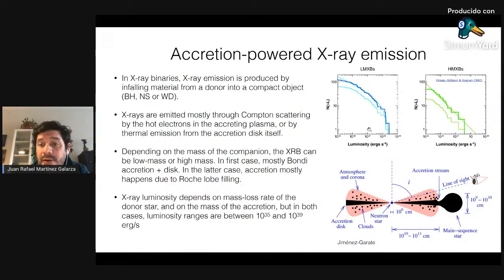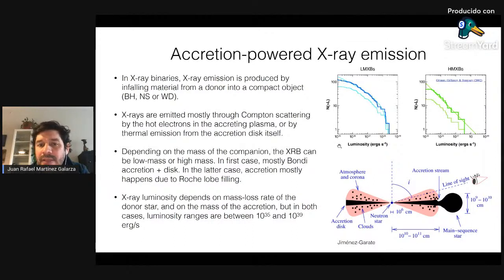So if you see here from this paper from Grimm, Gilfanov, and Sunyaev from 2002, there are two types of X-ray binaries that I am about to introduce, but this is just telling you the luminosity functions of these objects. And the luminosity function is basically just a histogram of how many of these objects have luminosities of 10 to the 35, how many have luminosities of 10 to the 36, et cetera. So you see there's a decrease for low mass X-ray binaries and a decrease also for high mass X-ray binaries, and the decrease is not behaving exactly the same.